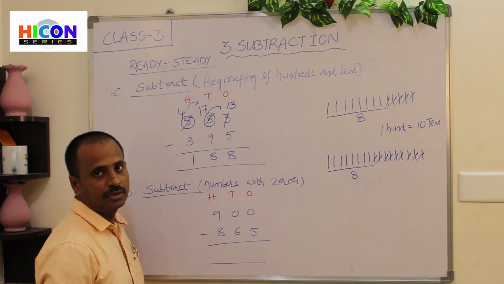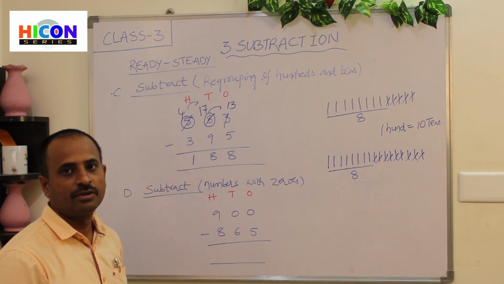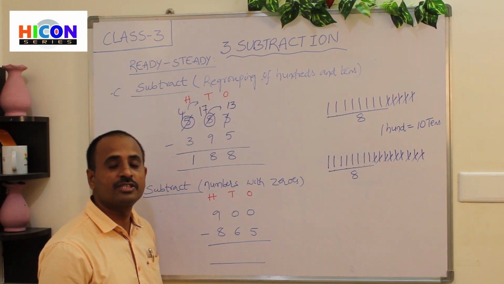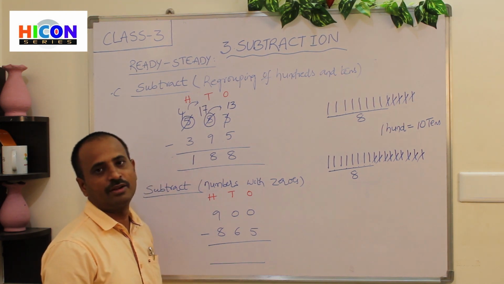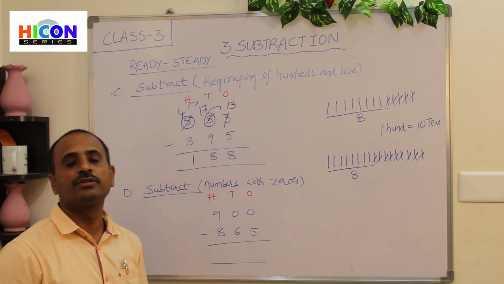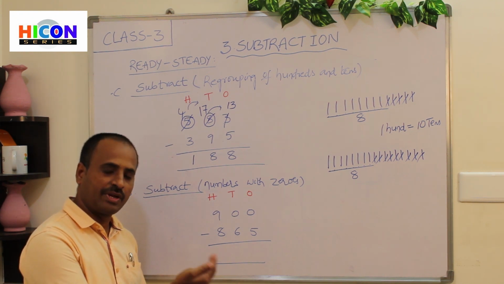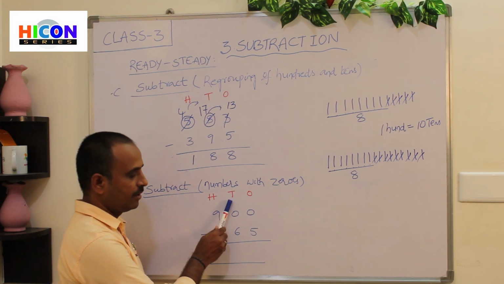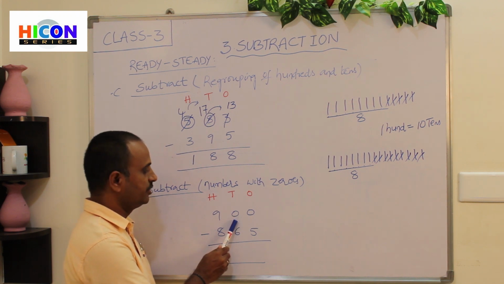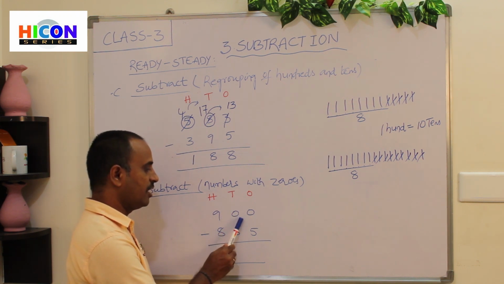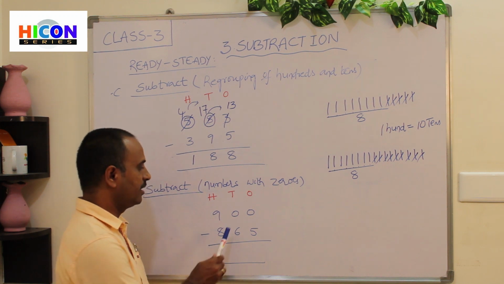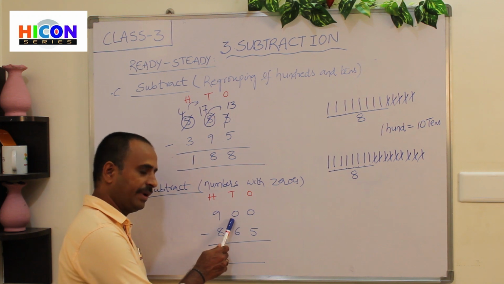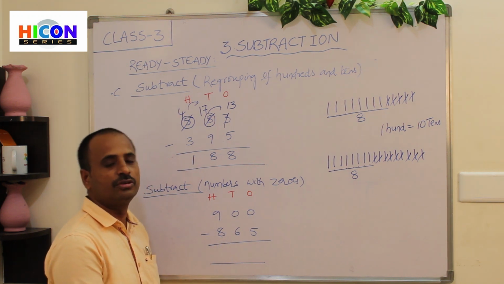So is it possible? Can we subtract 5 from 0? No, because 0 is the smaller number, 5 is the greater number. We cannot subtract a greater number from the smaller number. So then what do we have to do? We have to borrow from its next place. So what is its next place? Tens. So what is the digit present under tens place? 0. So that means there are no tens. That means we cannot borrow from the tens place because there are no tens, 0 tens.